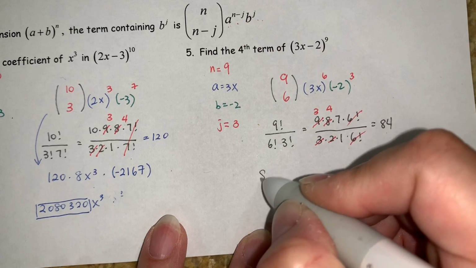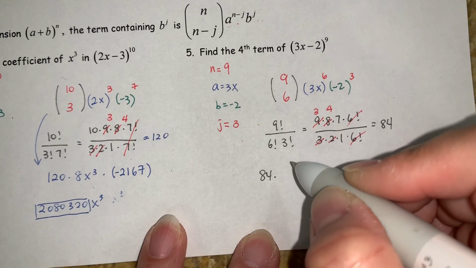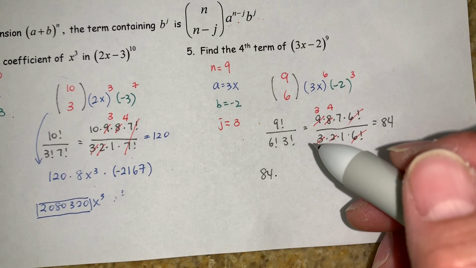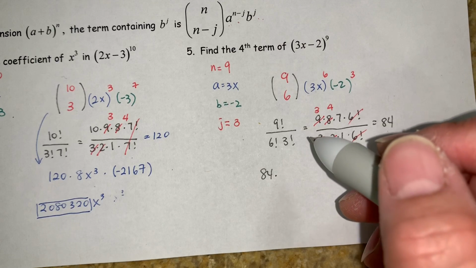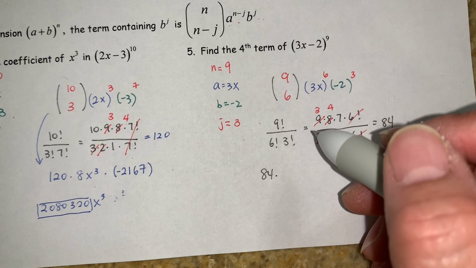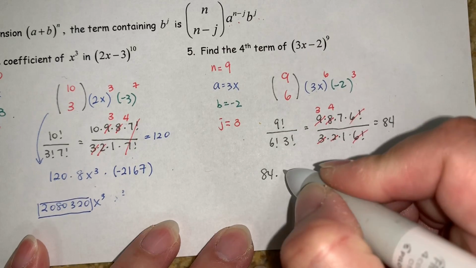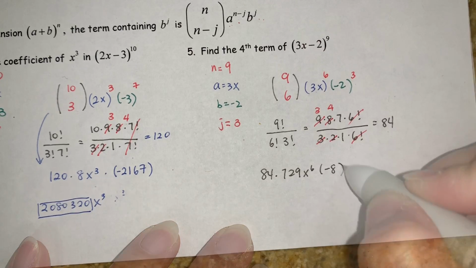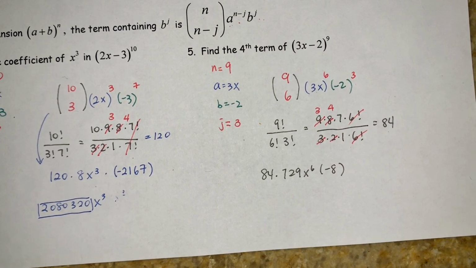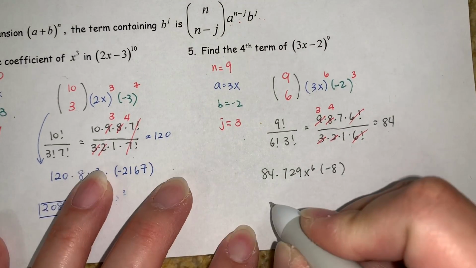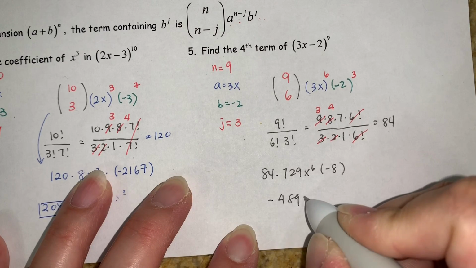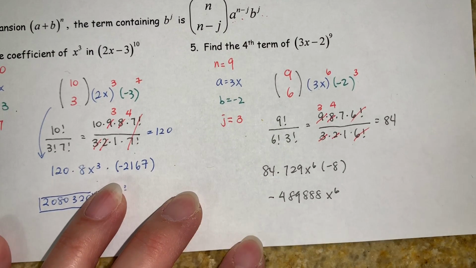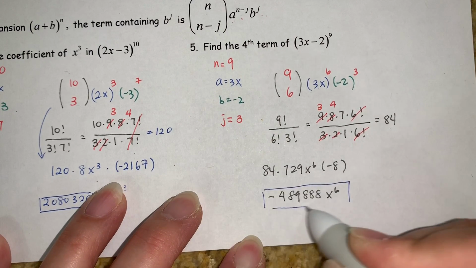Now, I have 84 times 3 to the 6. Sorry, 3 to the 6 is 9 times 9 times 9. So that's 81 times 9. That will give me 729, x to the 6. Negative 2 to the 3rd, that's negative 8. If we take 84 times 729 times negative 8, we will get negative 489,888 x to the 6. So what's different this time is it wants the entire term, so we will box our whole answer.